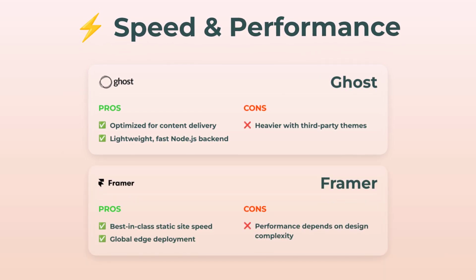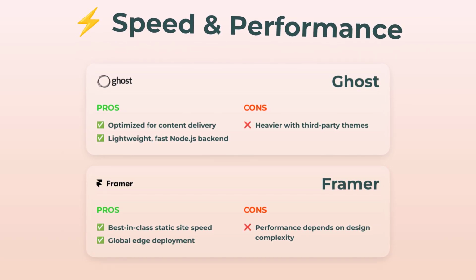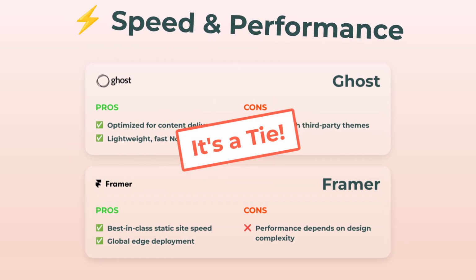Framer, on the other hand, is super famous for its static site speed. Like, it deploys to the global edge, so your site's basically fast everywhere all the time. Only catch is, if your site's a design-heavy monster, that speed might not be as snappy. But overall, both these platforms are pretty darn fast, so let's call this category a tie.